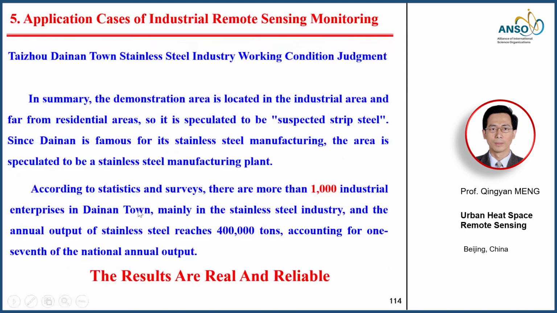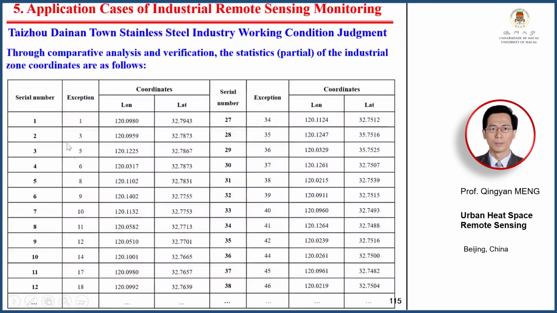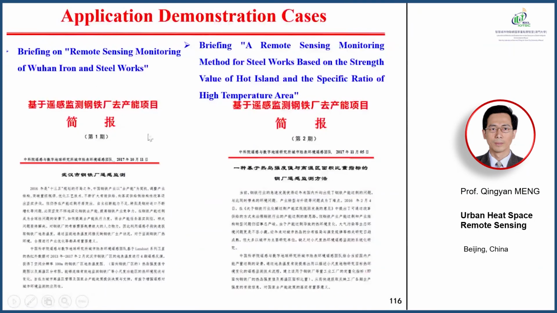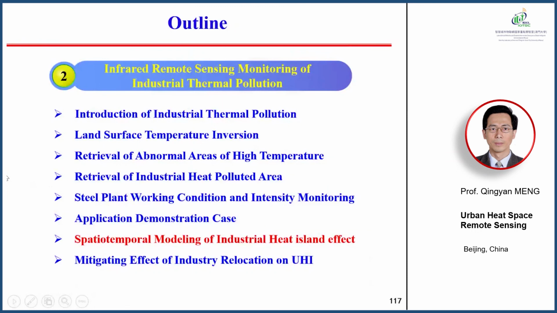According to the statistics and study, there are more than 1,000 industrial enterprises in the Dainantong, mainly in the stainless steel factory industry. And the results are reliable. These are the coordinates, longitude and latitude, and we report them to the relevant government division.